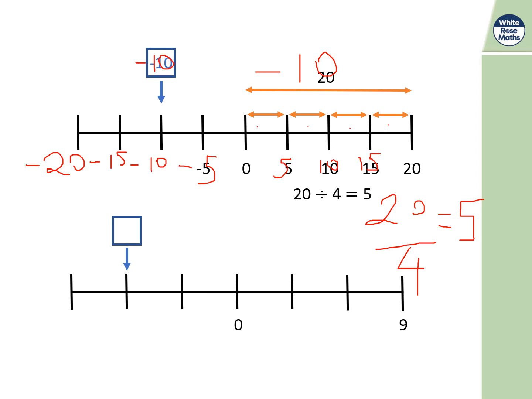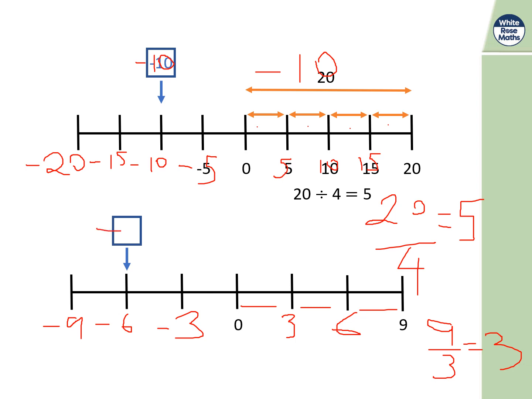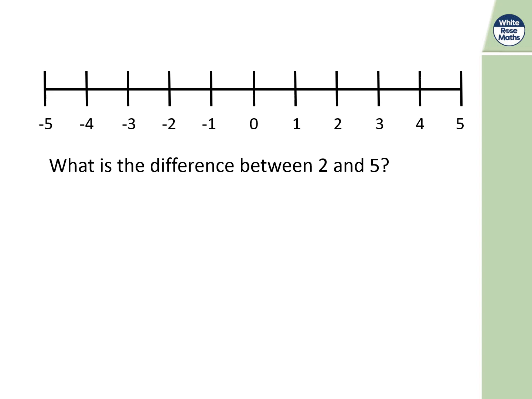This one. Looking at the jumps, 1, 2, 3. If I do 9 divided by 3, that'll be equal to 3. So it goes up in 3s: 3, 6, 9, negative 3, negative 6, negative 9. So the arrow is pointing to negative 6, guys.